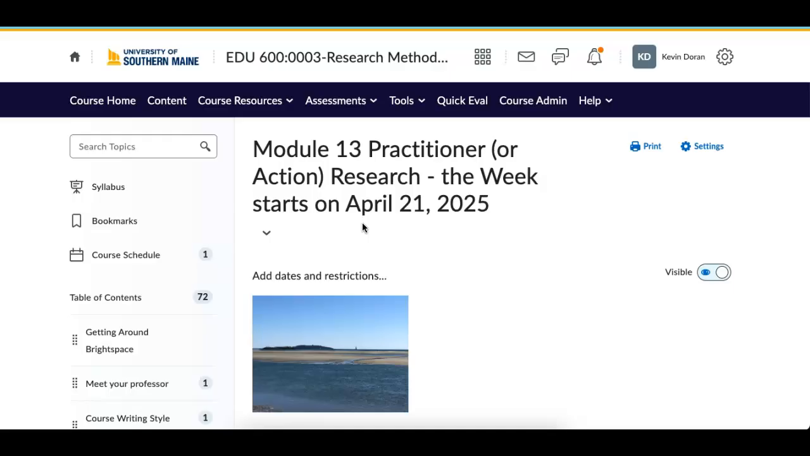By the way, I will have everybody's comparison matrix graded by this Friday, and that will be important as we move forward with your final assignment.